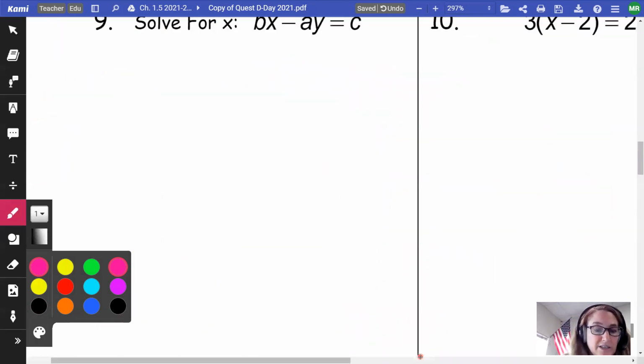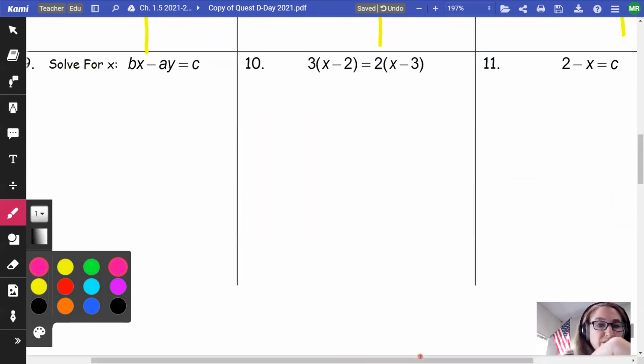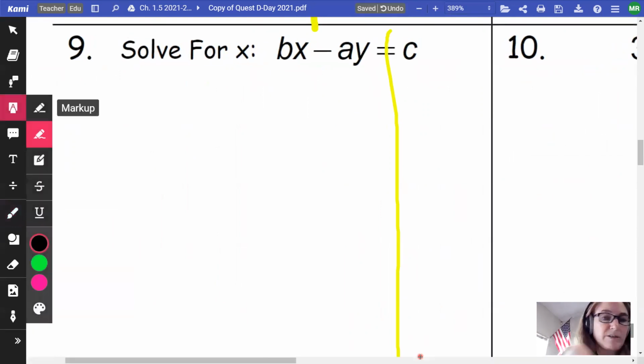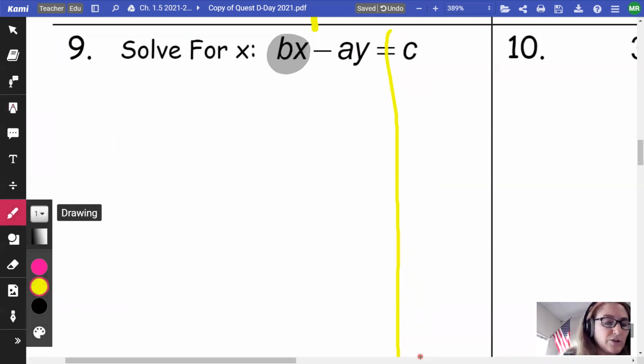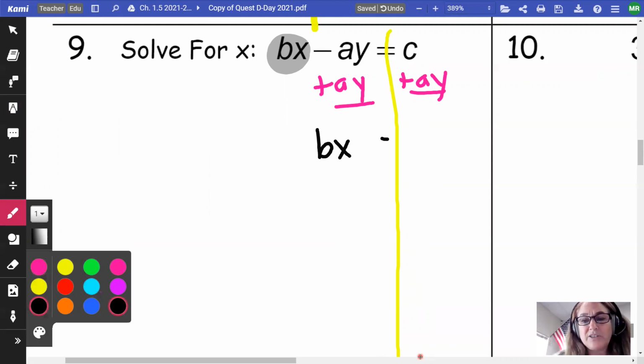Okay, so on 9, they told us that we are solving for x. I'll draw my line. So on number 9, we're solving for x, and my first step is I want to get that bx by itself. So what I'm going to do is get rid of my ay. I'm going to add ay to both sides. And when I do, I'm going to get bx is equal to c plus ay on the other side.